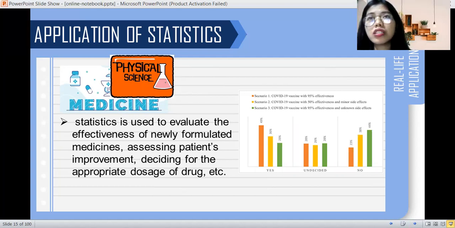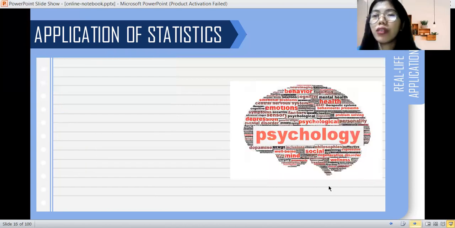So, through many experiments and studies, of course, they can also come up with mga different medicines na magagamit para sa mga may sakit na pasyente. Okay, so yun po yung application ng statistics sa medicine and physical sciences. Now, under psychology, nagagamit din po ito.